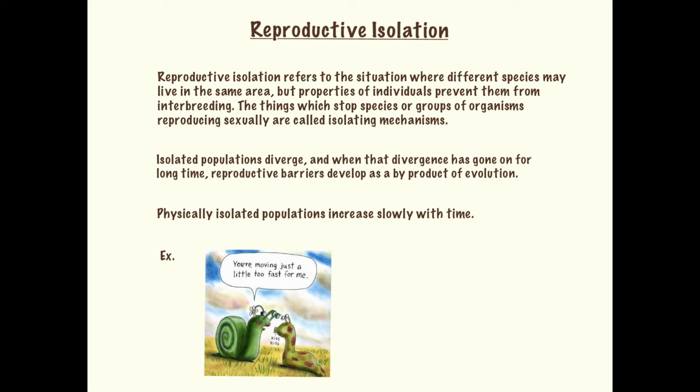The fourth prediction is that reproductive isolation between a pair of physically isolated populations increases slowly with time. Reproductive isolation is when different species may live in the same area but aren't able to interbreed with one another because of isolating mechanisms. For example, some snails can't reproduce because their reproductive parts don't fit. One snail might have a shell moving counterclockwise and the other vice versa, preventing them from creating offspring. Reproductive isolation reduces gene flow.